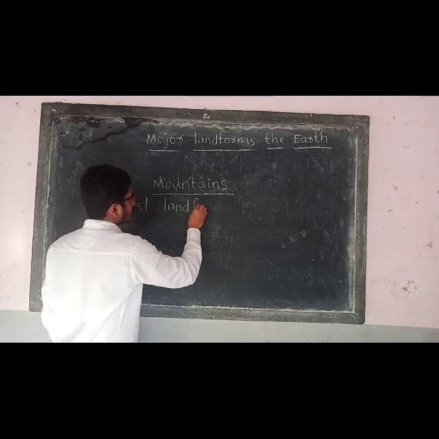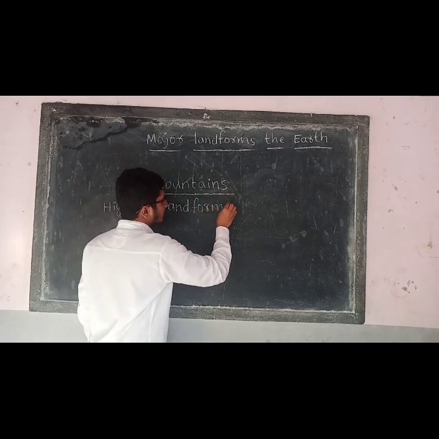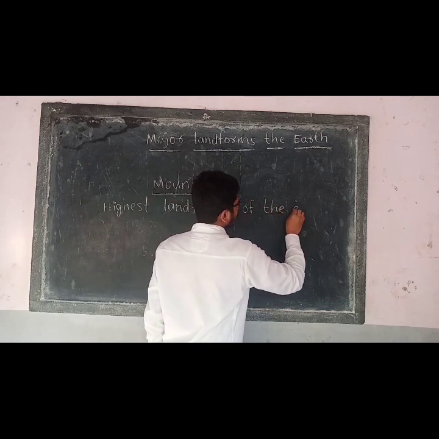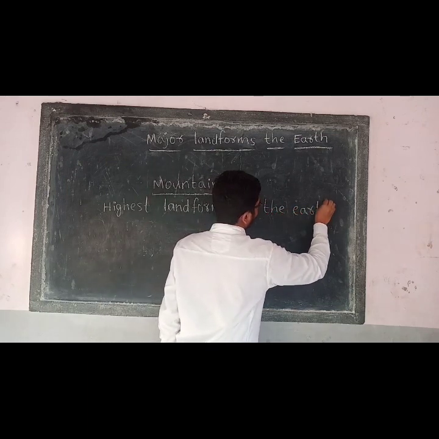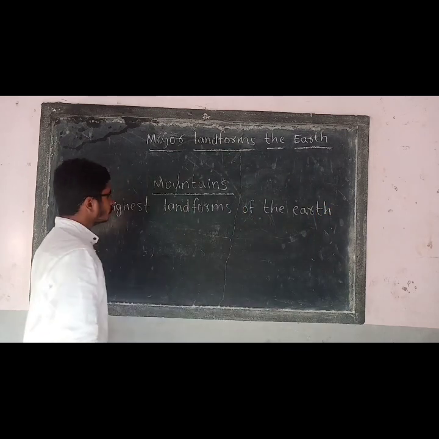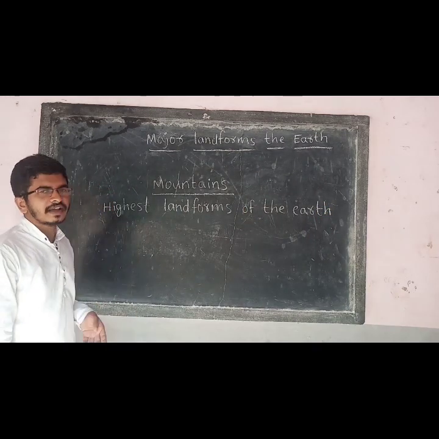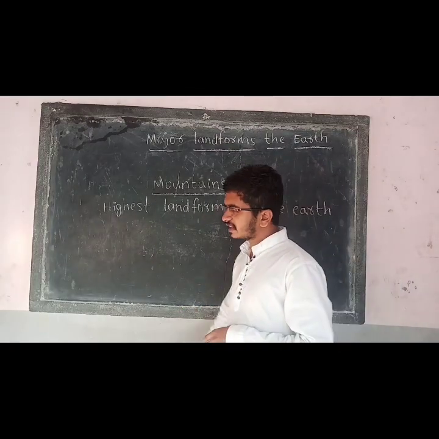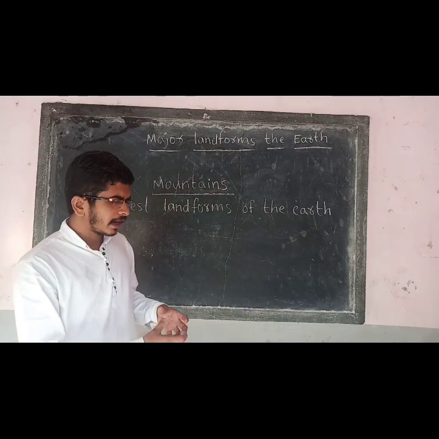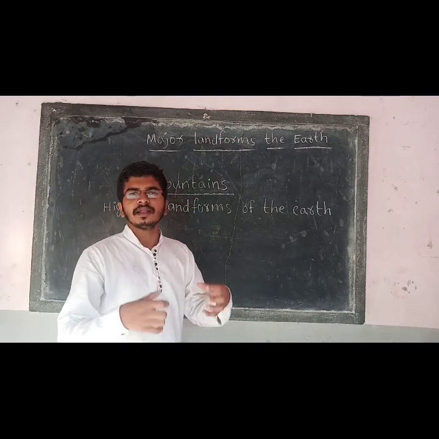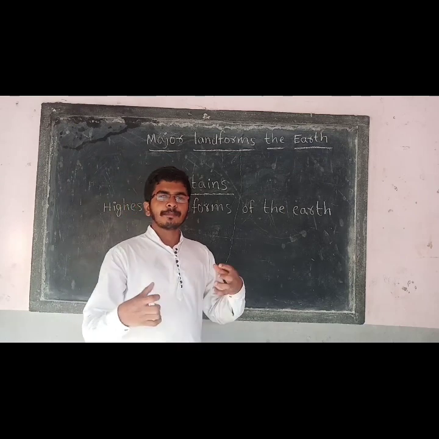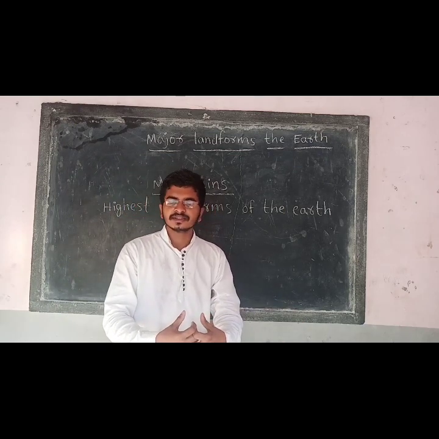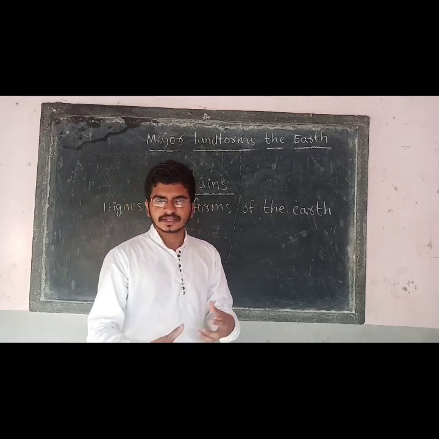Note the points. Mountains are the highest landforms of the earth. So now how are these mountains formed? There are many disturbances and many eruptions that occur in the land. Many eruptions means tectonic plates. It is called tectonic plates in the earth. It will happen. Sometimes earthquakes come, etc.